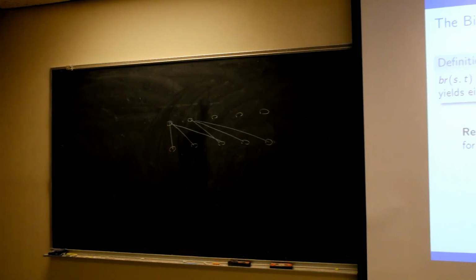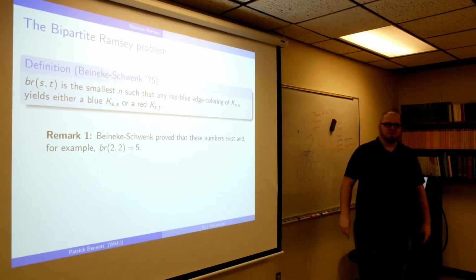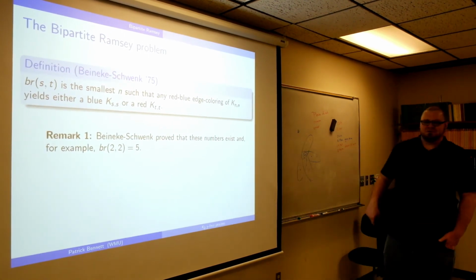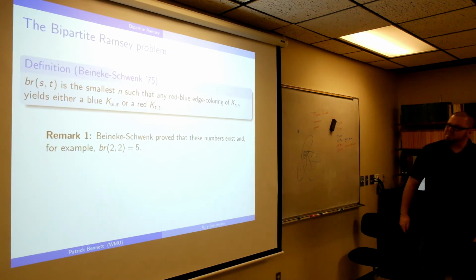Oh, and that's the upper bound, but for the lower bound, you just find a way to color K_{4,4} without any red or blue K_{2,2}s, and you'll have fun for a minute and find it.